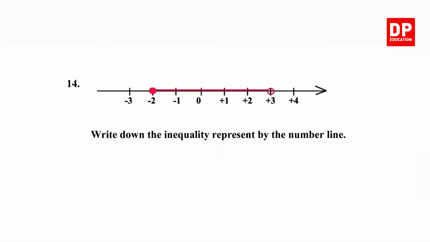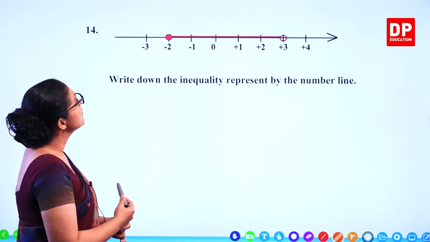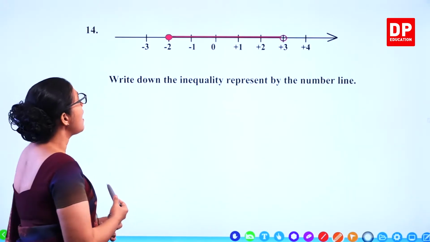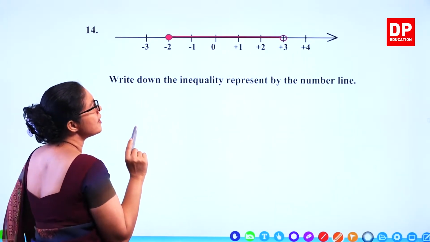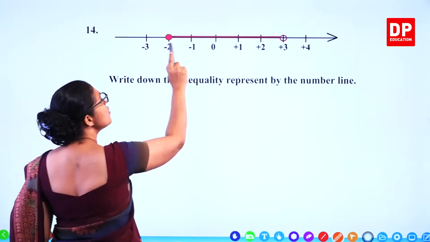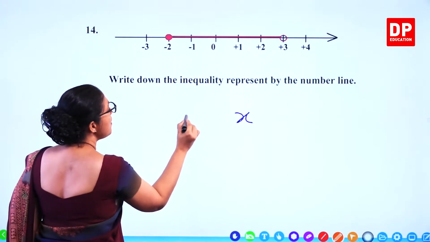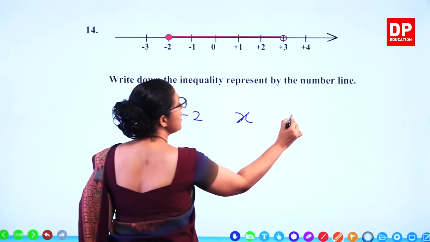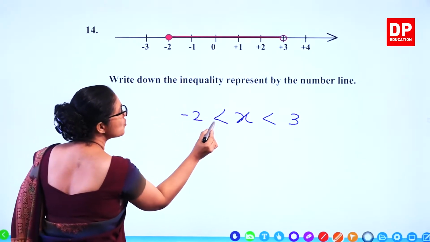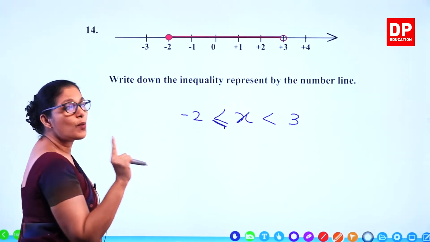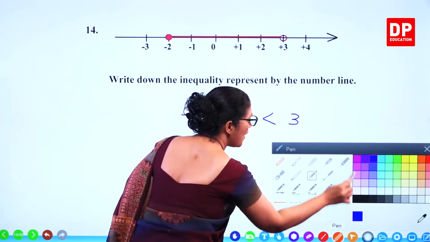Question number 14. Write down the inequality represented by the number line. So here a solid circle is there on -2, and an open circle on 3. So the values are in between these two. So how can we write? X is in between -2 and 3, but we know that -2 is included, so we put an equal sign, not for 3. So you get 2 marks for that.